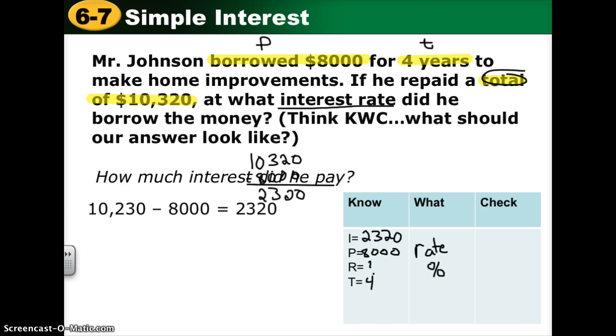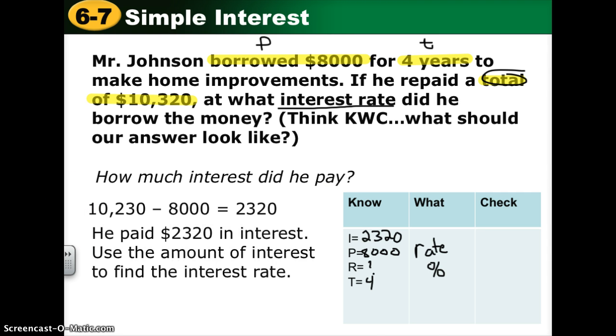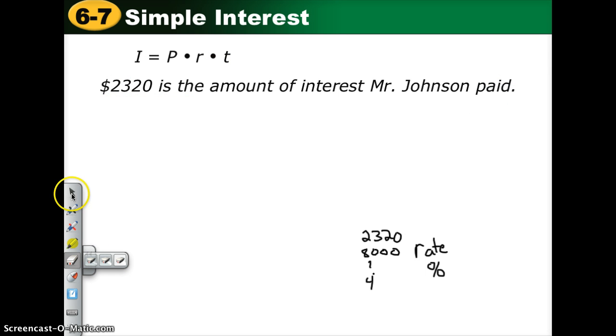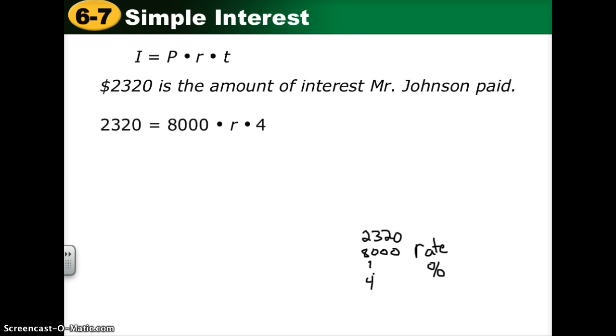So we took our subtraction to get the interest. And now we're going to put that in the equation. Let me clean some of this up. So I equals P times R times T would be 2,320 equals 8,000 times R times 4. Remember, multiplication means everything can go together, so we can rearrange this and multiply 8,000 times 4 to get 32,000.